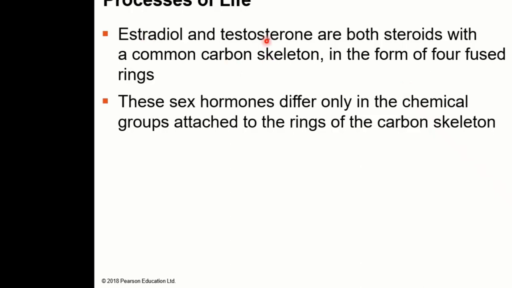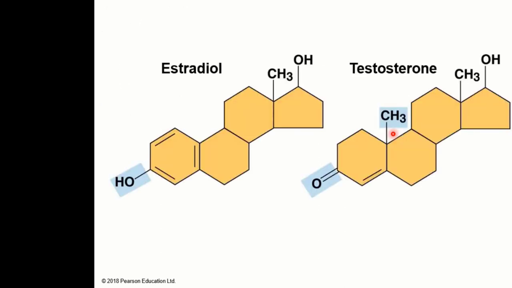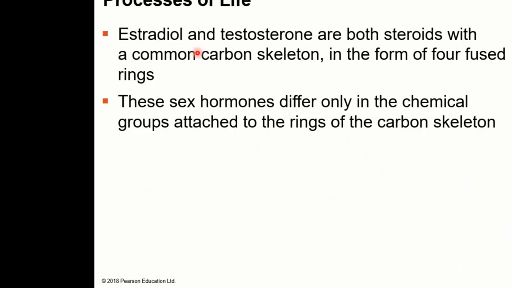Then the chemical groups most important in the process of life, where we'll be talking about these two, estradiol and testosterone, which are both steroids with a common carbon skeleton in the form of four fused rings. And these hormones differ only in the chemical groups which are attached to these four fused rings in the carbon skeleton.